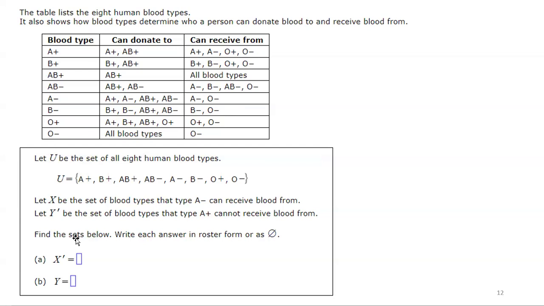All right, so let's look at this. We have the universal set, which is all 8 human blood types. It says let X be the set of blood types that A negative can receive blood from, and Y prime be the set of blood types that A positive can receive blood from. Find the sets below. I want to pause here for a second. I want you to think about it.